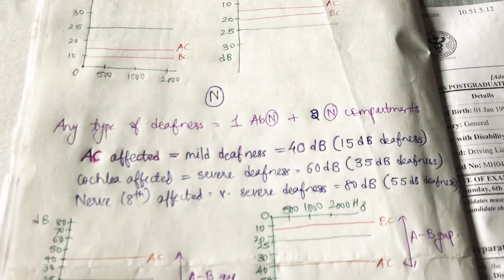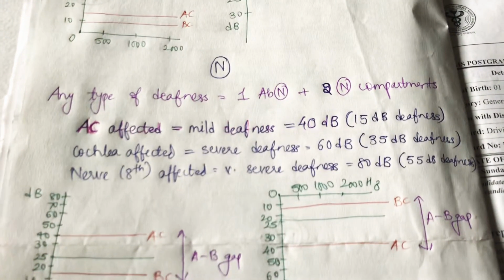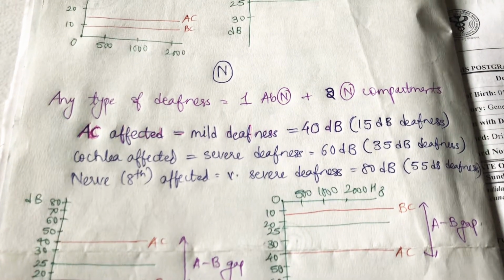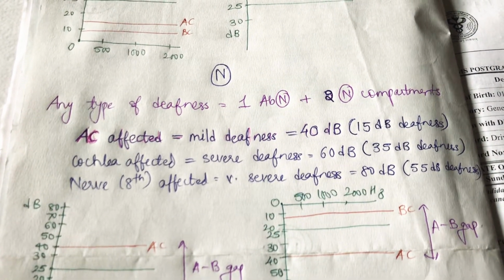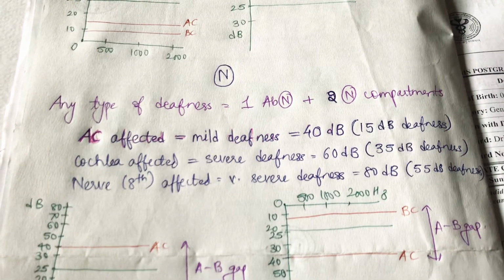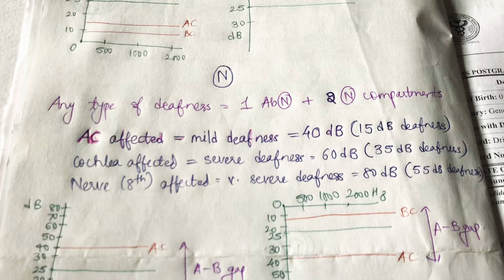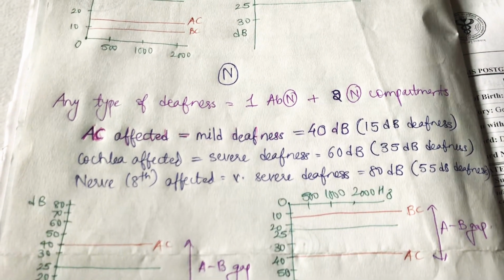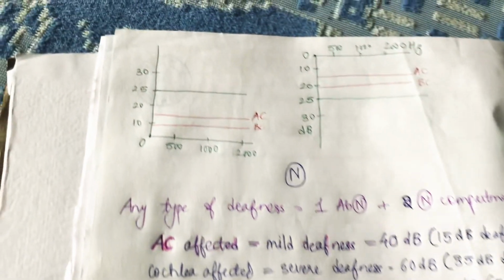Conductive deafness is a mild deafness of about 15 decibels, so the patient can hear at about 40 decibels. Sensory deafness is a severe deafness of about 35 decibels, so the patient can hear at about 60 decibels. And neural deafness is a very severe deafness of about 55 decibels, so the patient can hear at about 80 decibels. Now let's see some audiograms.